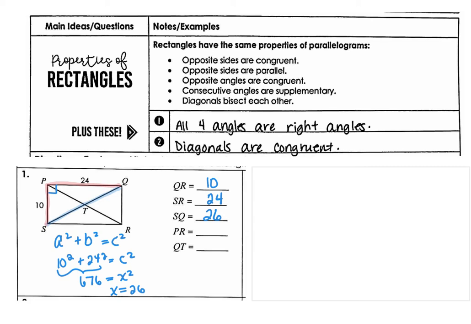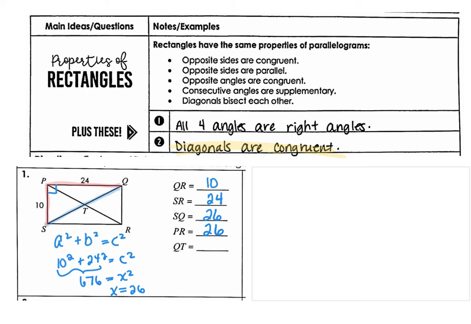Now the next one that they asked for is PR. PR is the other diagonal. Well, what did we just say about rectangles? We just said that diagonals are congruent. So if I solve for SQ, which was one of the diagonals, and they asked for PR, which was the other diagonal, we just said they're congruent. So I know this one is also 26.